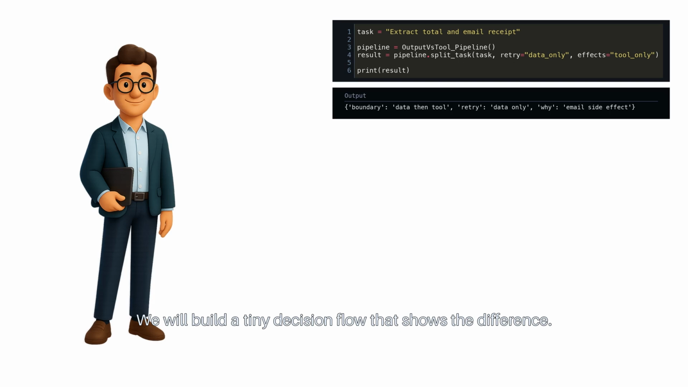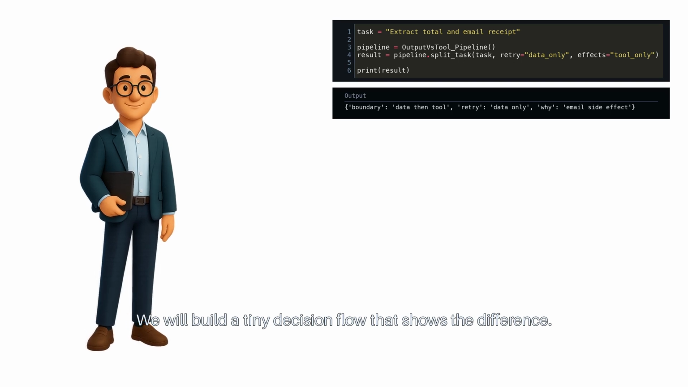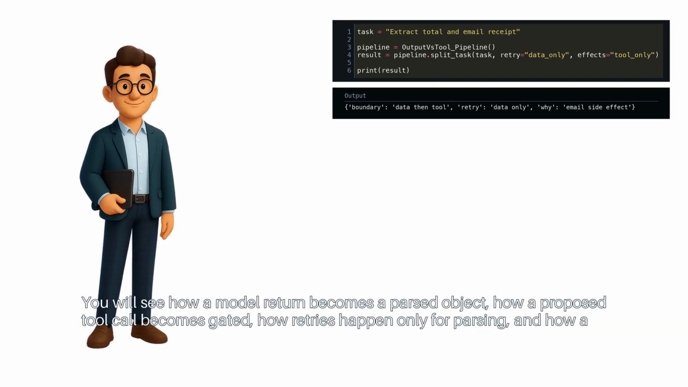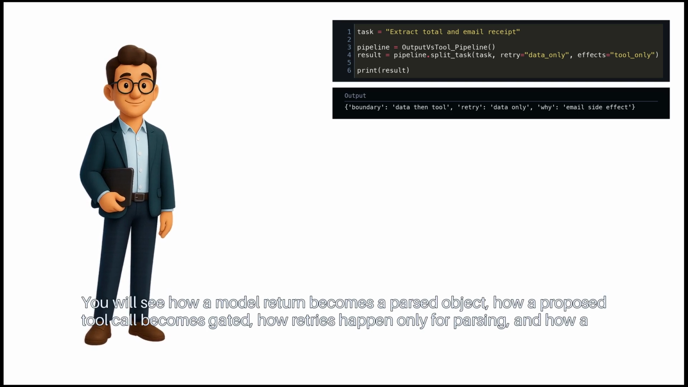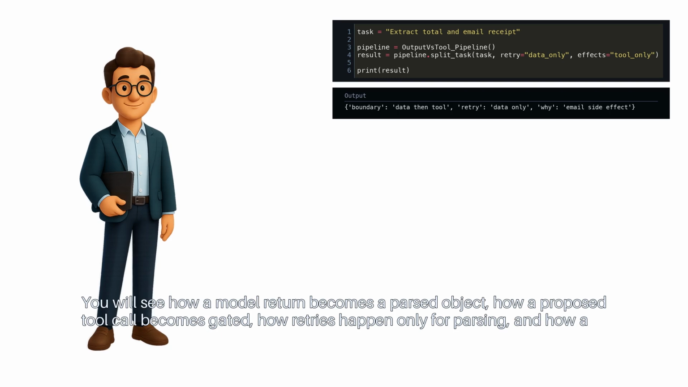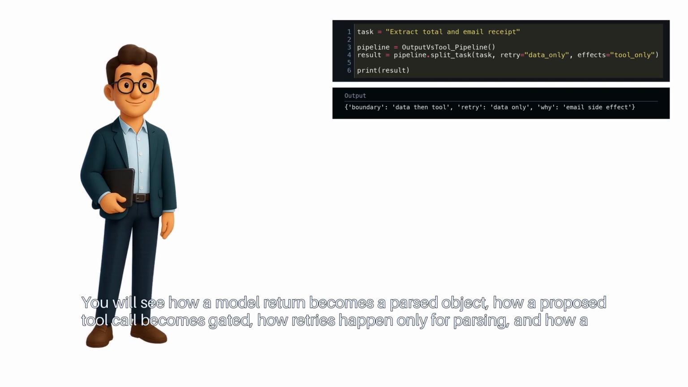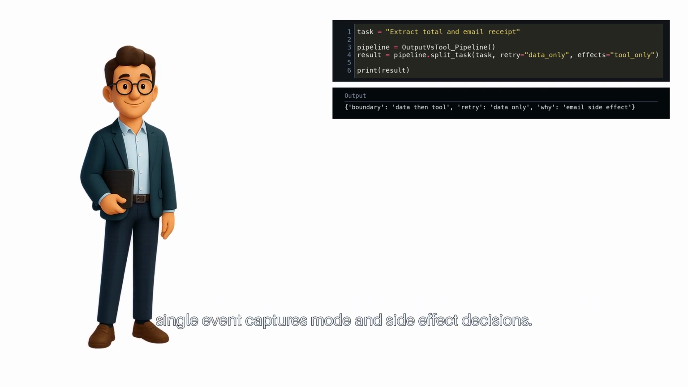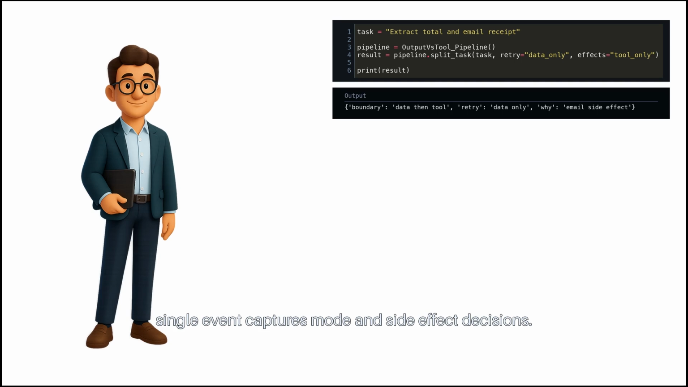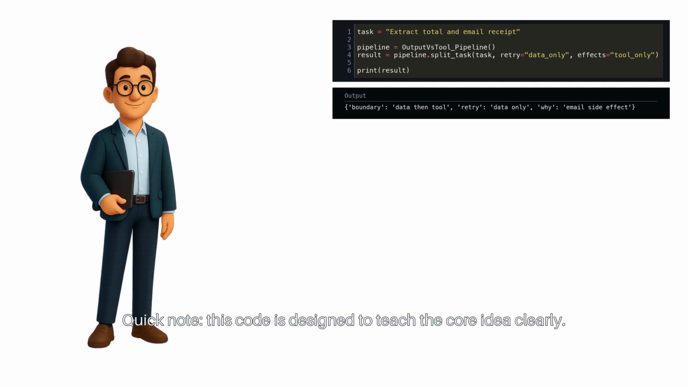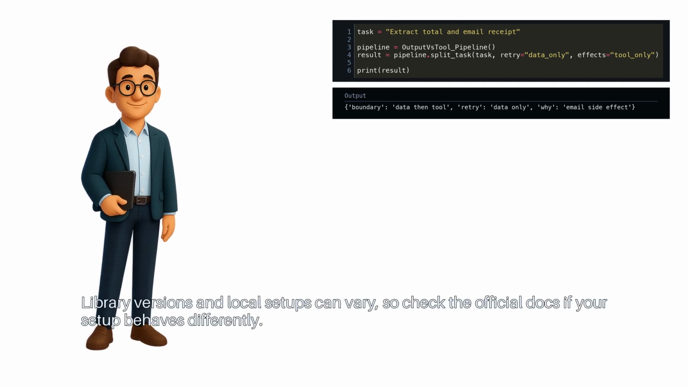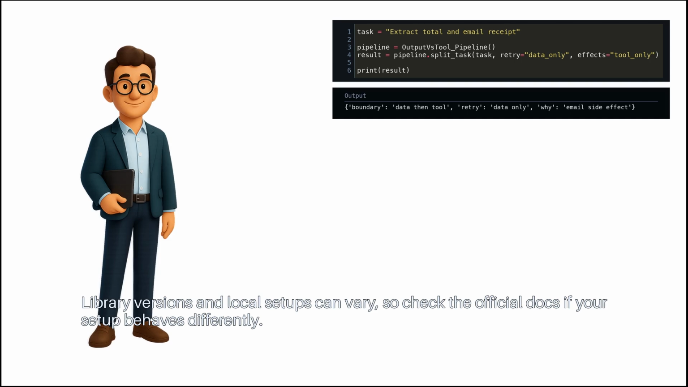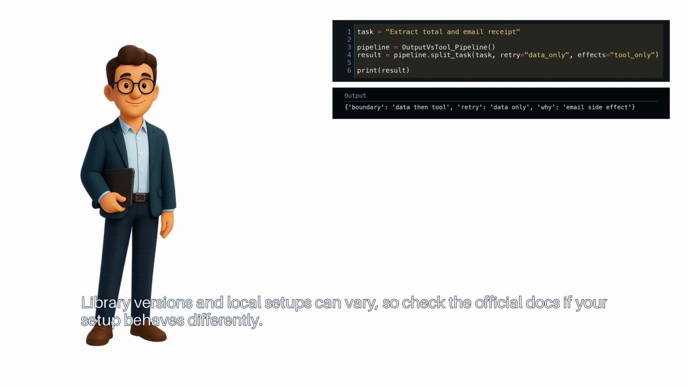We will build a tiny decision flow that shows the difference. You will see how a model return becomes a parsed object, how a proposed tool call becomes gated, how retries happen only for parsing, and how a single event captures mode and side effect decisions. Quick note, this code is designed to teach the core idea clearly. Library versions and local setups can vary, so check the official docs if your setup behaves differently.